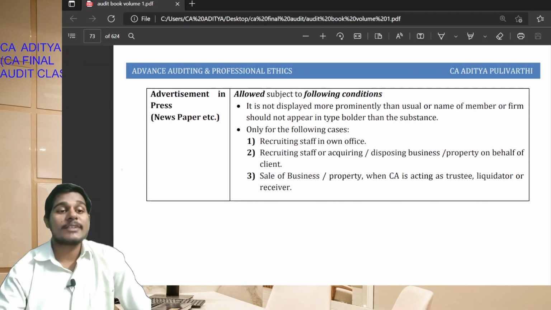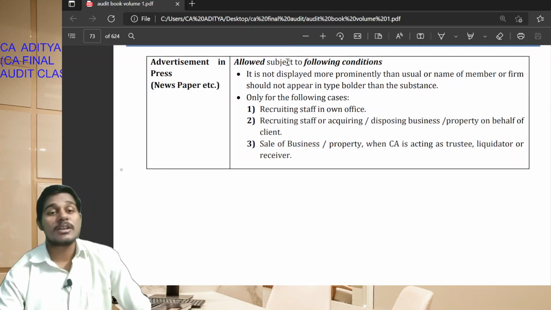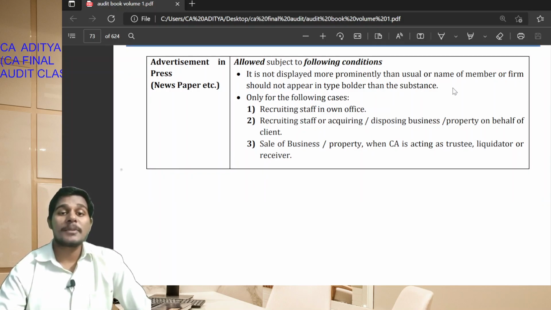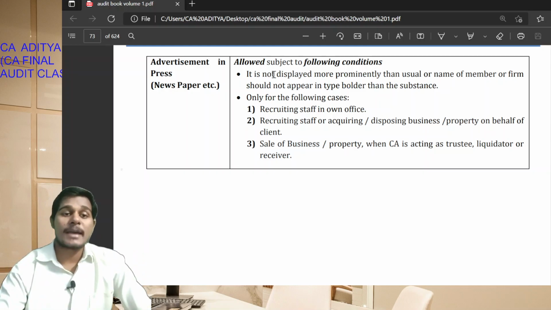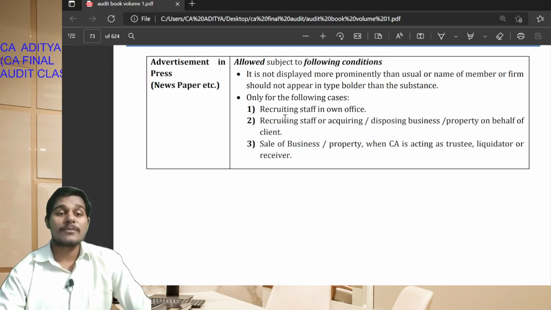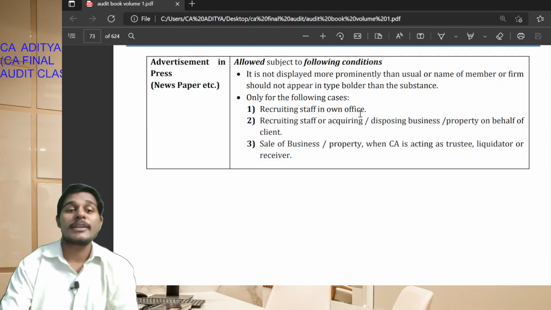See students, advertisement in a newspaper is allowed subject to the following conditions. It is not displayed in prominent places, that is, it should not be displayed on the main page of the newspaper. It should not amount to any soliciting.